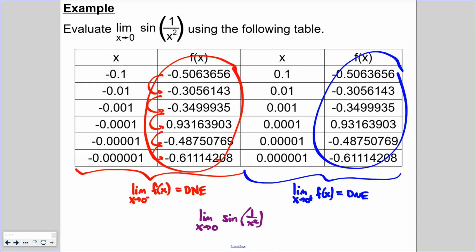However, when you do these in the online homework, it's going to ask you to use the empty set symbol, which is the 0 with kind of the slash through it. Again, that's referred to as the empty set. And that's the symbol Newton is using to represent does not exist. So therefore, using this table, we can see that the limit as x approaches 0 of sine of 1 over x squared does not exist, which means our function does not approach any specific height at 0. It's all over the place.